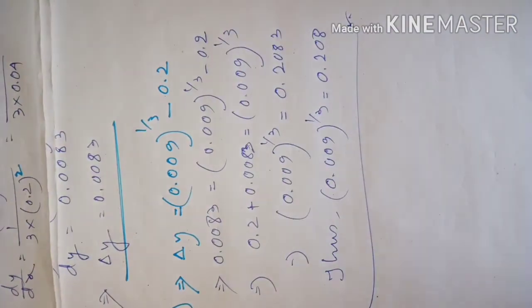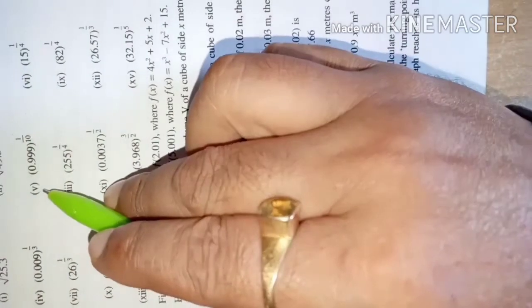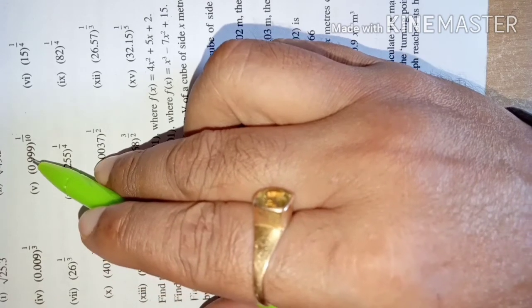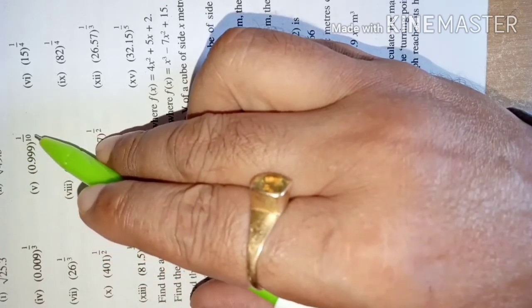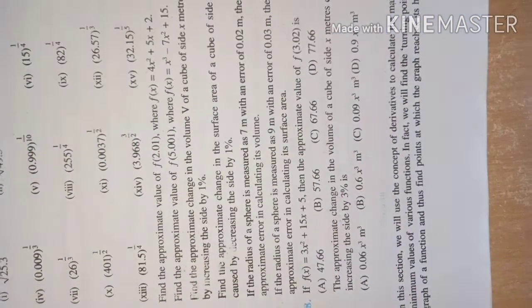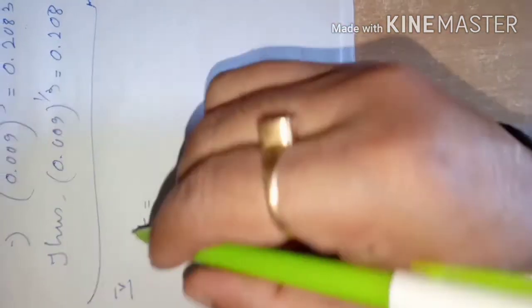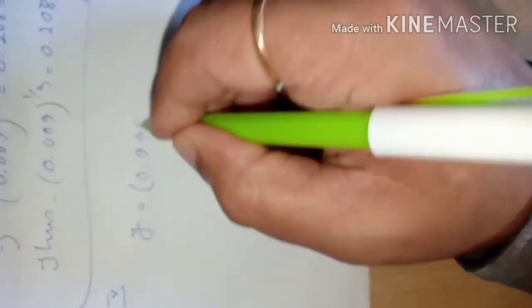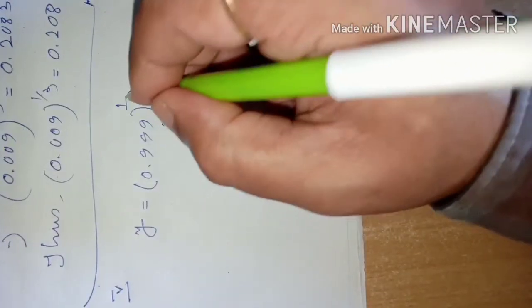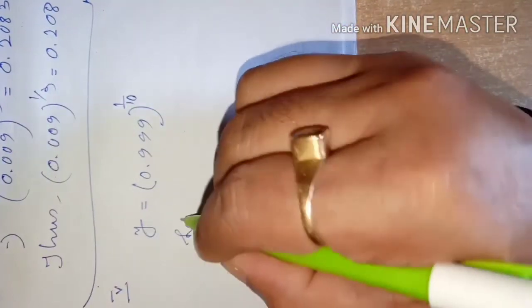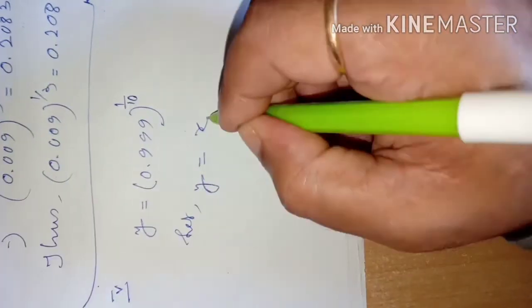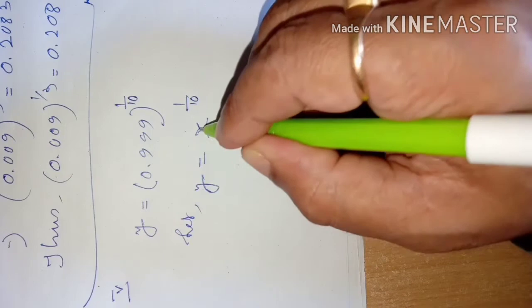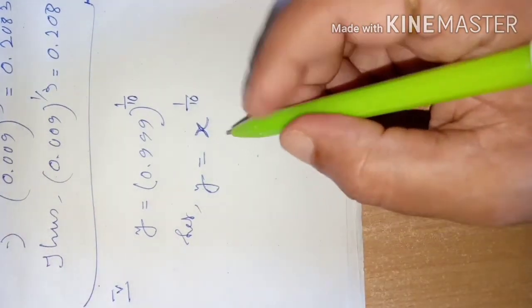We'll go to the next question now. Dear students, look at question number 5, Roman number 5: 0.999 raised to the power of 1 by 10. Let us take this question now. Step number 1: y equal to, according to the given value, the given number is 0.999 to the power of 1 by 10. Its value is required. So we suppose that y is equal to x to the power of 1 by 10, that means the 10th root of x.